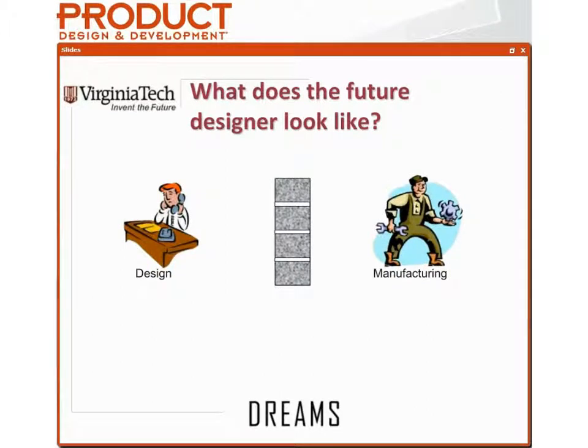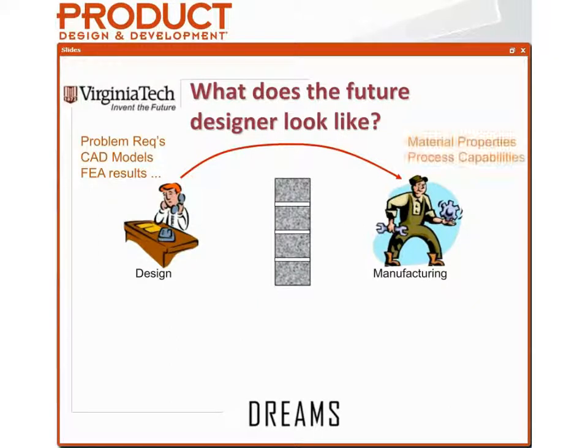But really what I want to focus on today is this question: what does the future designer look like, especially within the context of additive manufacturing? Traditionally, design and manufacturing have always been separated by this wall, if you will. And in the past, design looked like the designer creating problem requirements, generating CAD models, having some models of some sort, and then throwing them over the wall to the manufacturer and saying, I hope you can make this, because it's been optimized. The manufacturer checks against material properties, process capabilities, and says, I don't think so. Let's try that again. And it's a very iterative process.